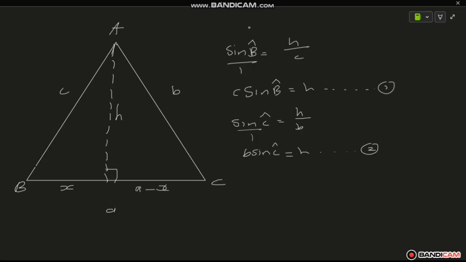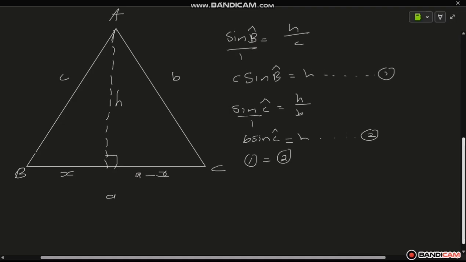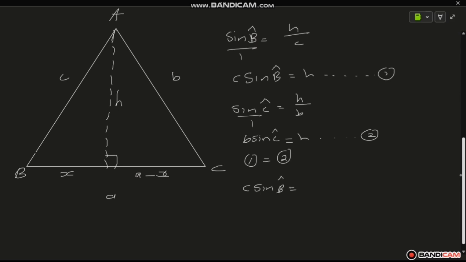Then we're going to equate the equations. Why? Because they are both equal to h. So equation 1 equals equation 2. Therefore, c sine B equals b sine C. Then we divide both sides by c, and then divide both sides by b. But you can actually divide both sides by bc, so that you have one process.